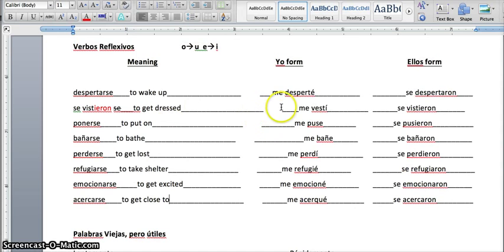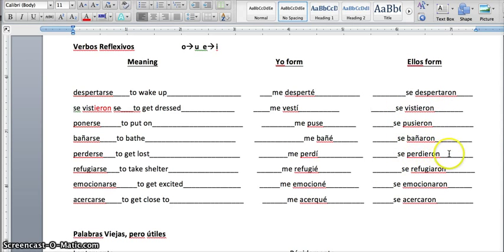Yo form, regular over here. I've got me vestí, I've got me puse, we already talked about those. Me bañé, and that should have an accent, sorry. Me perdí, me refugié. That one's kind of scary, right? Because there's two vowels together, but they have to be an ER or IR verb with two vowels together for it to be an issue. So that's not a problem. It just sounds weird, but it's great. Me emocioné, me acerqué. Next up, se despertaron, se vistieron, se pusieron, se bañaron, se perdieron.